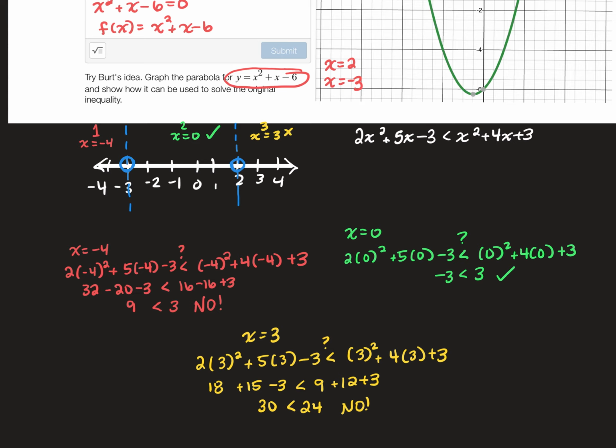So region 1 and region 3 do not work. So the only thing that does work is everything in between negative 3 and positive 2. So anything in this area here is part of our solution. Again, recognizing that we needed open circles on the boundary points.